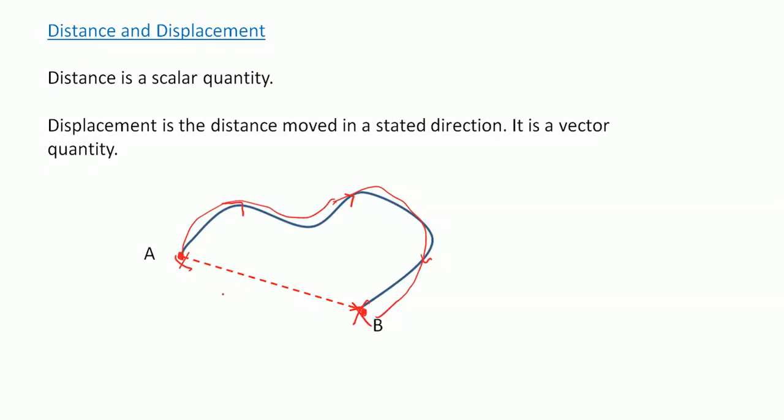Okay, so if we notice, you recall that a vector has magnitude and direction, and it's usually represented by an arrow. The length of the arrow represents the magnitude, and the direction of the arrow represents the direction of the vector. So this is distance traveled, and this represents displacement.